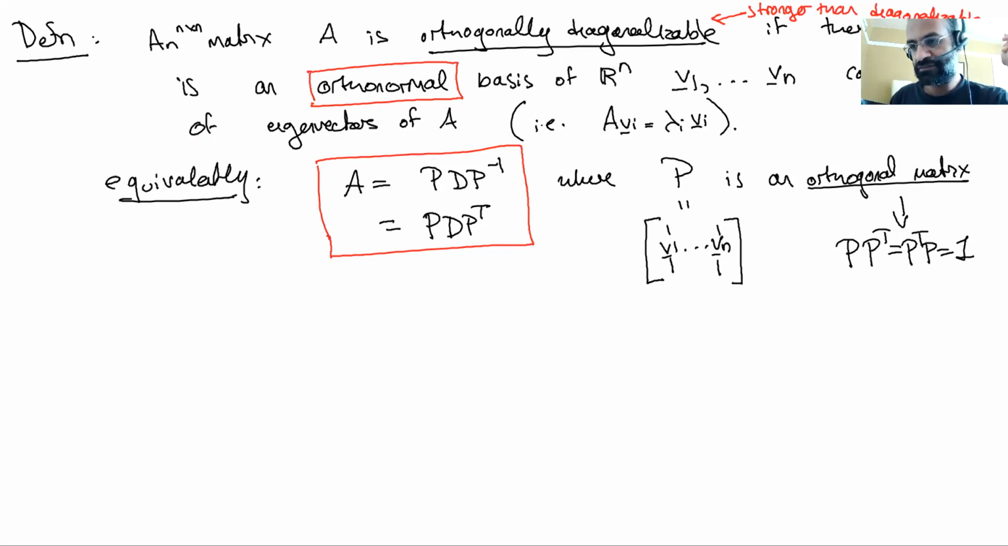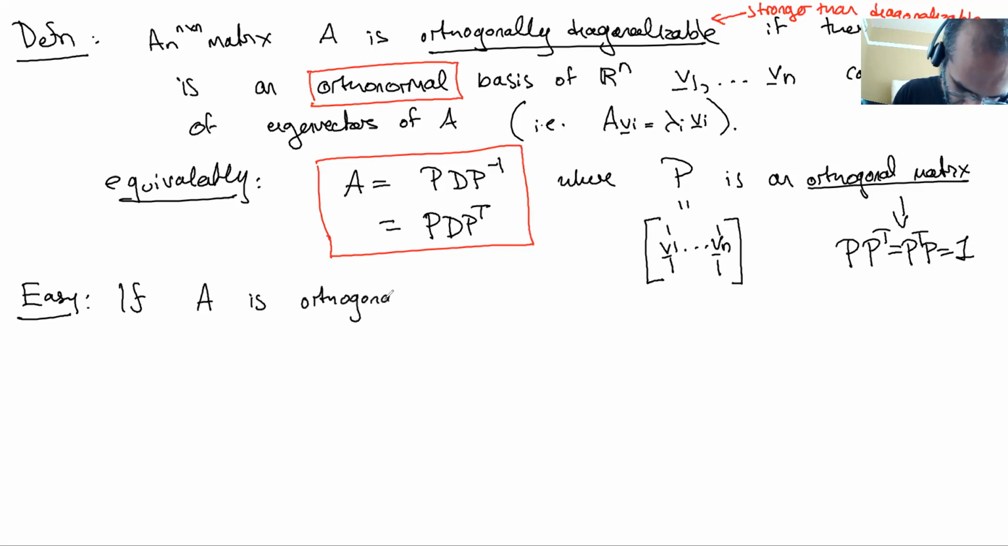One easy observation is that if a matrix is orthogonally diagonalizable, then it must be symmetric. If A is orthogonally diagonalizable, then, okay, maybe I'll move this over.